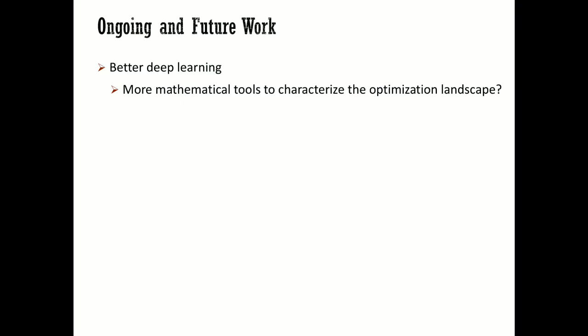And let me tell you a bit about other broader directions I would like to work on in the future. One of them is better understanding deep learning and making it better. What is most relevant to this talk is whether we can develop more mathematical tools to characterize the optimization landscape. And another intriguing question about deep learning is whether we can understand generalization theory better for deep nets.